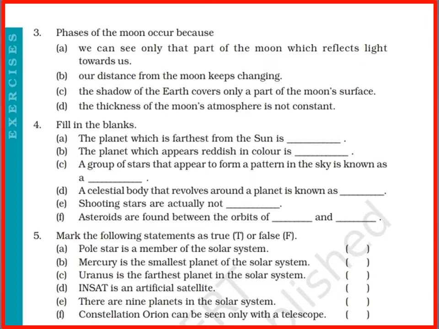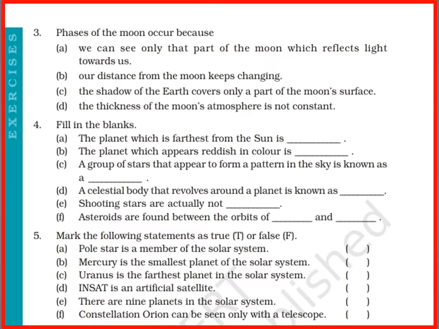And the last question. Asteroids are found between the orbits of Mars and Jupiter, because we told it, in between the orbit of Mars and Jupiter, the asteroids are revolving around the sun, and this region we call it as asteroid belt. Question number 5 is to mark the statement as true or false.